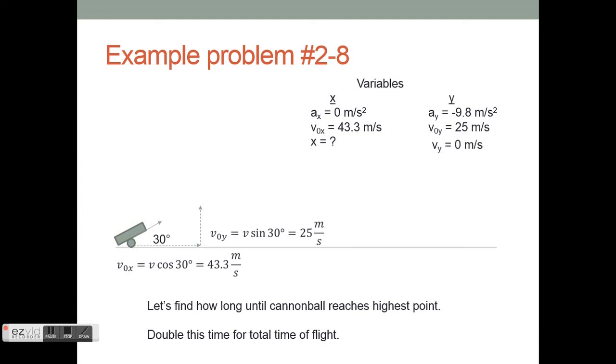Now, if I want to figure out how long it takes to reach its highest point, I know the vertical velocity is 0 at the highest point, and so now I have 3 variables on the y side of things that I can solve for time, which will be a shared variable. So if we solve it for time, I have v is equal to v0 plus at. If I solve that for t, subtract v0 and divide by a, I get the time it takes for the cannonball to get halfway up is 2.55 seconds.